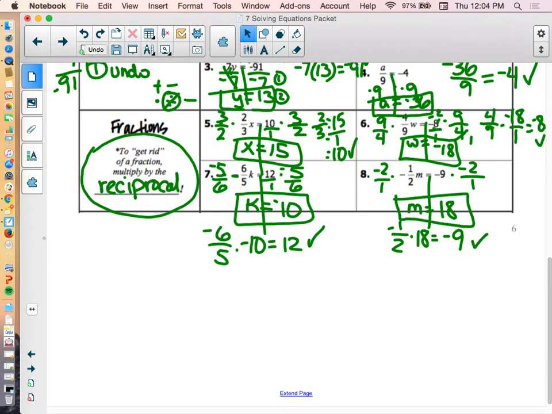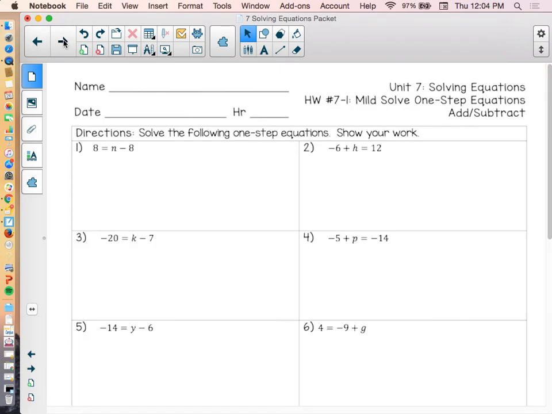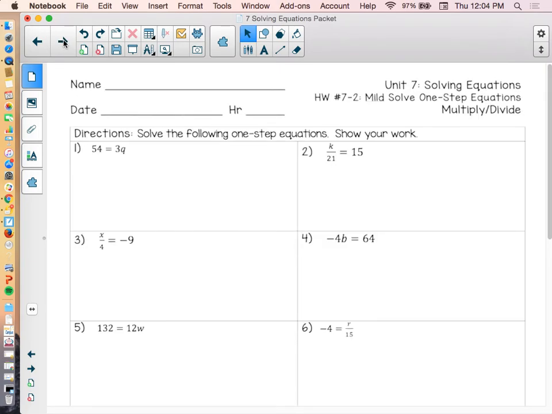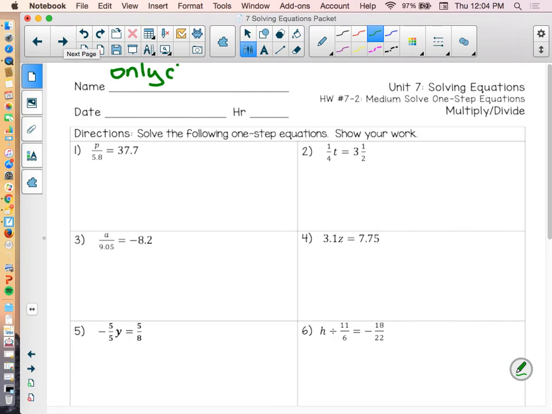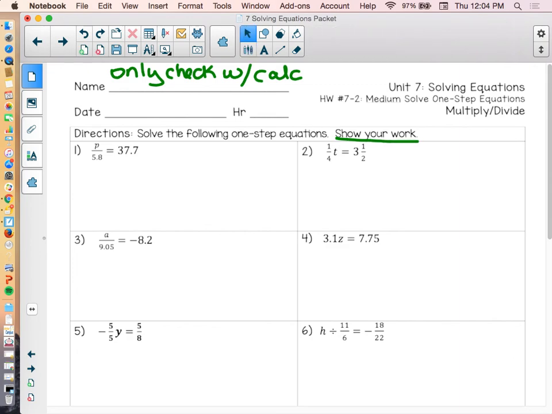Okay, looking ahead to your homework, you should pick either mild if this is still a struggle for you, or medium if you feel like you're getting it. And please try to do the calculations yourself first, and then only check with the calculator. Make sure that you are doing all 3 steps. Show your work. That's the most important part. Otherwise, I won't give you a stamp.